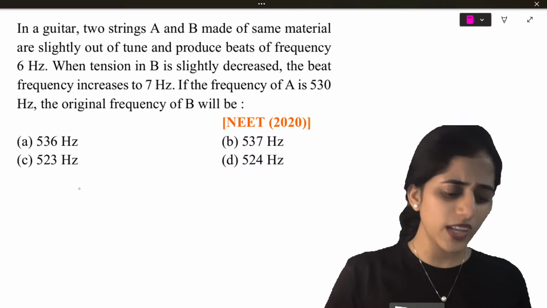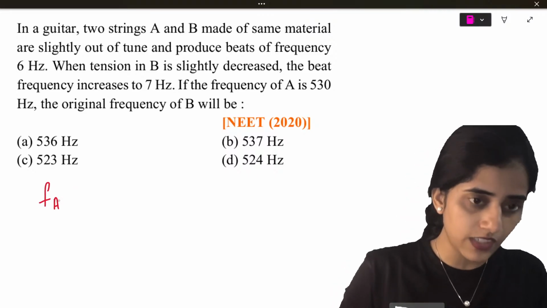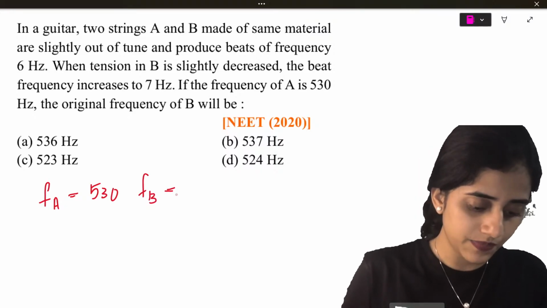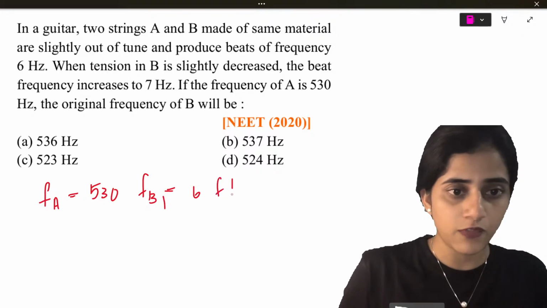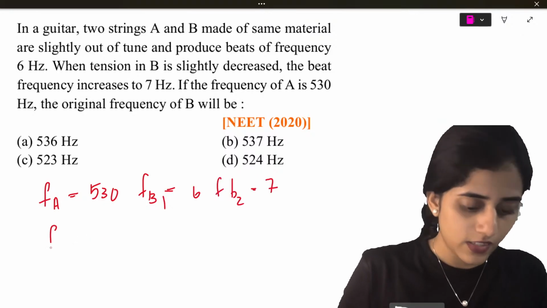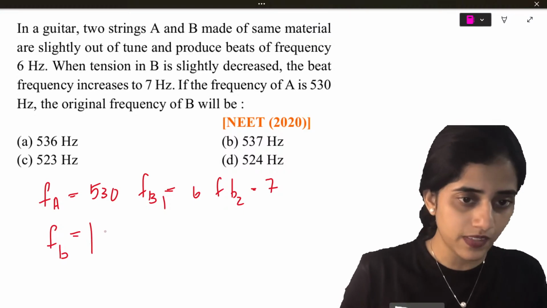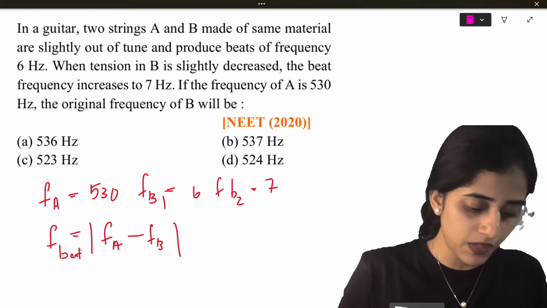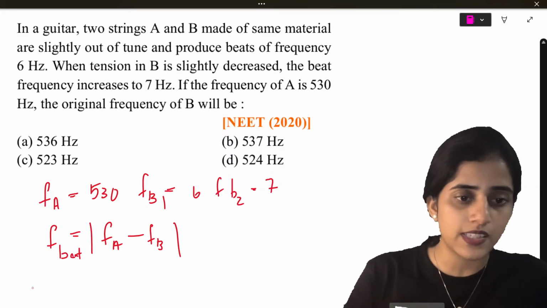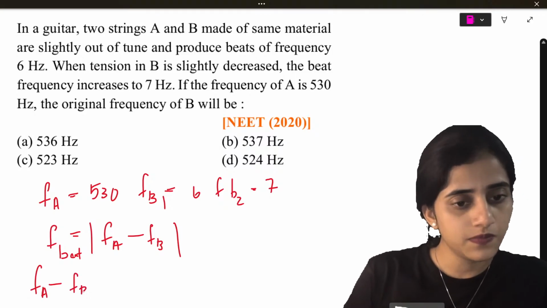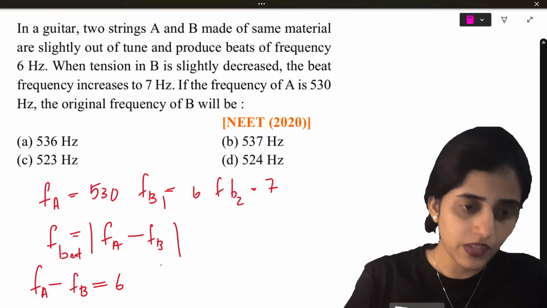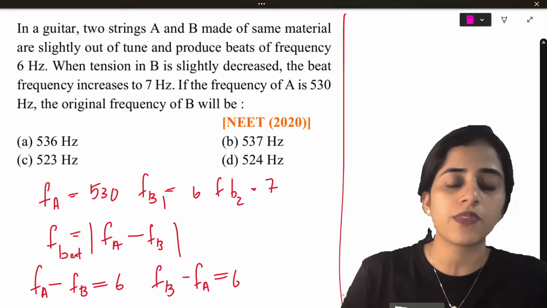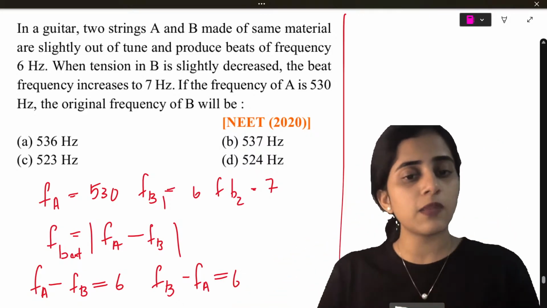Okay. So let's just quickly do this. So F_A is given. How much is it? 530. F_B is unknown. F of beat 1 is 6. F of beat 2 is 7. So what is F_B? It is mainly F_A minus F_B. This is F of beat. Okay. So the beat frequency can be either F_A minus F_B can be 6 or F_B minus F_A can be 6. You don't know the order. Beat is just the subtraction of both. So it can be anyhow.